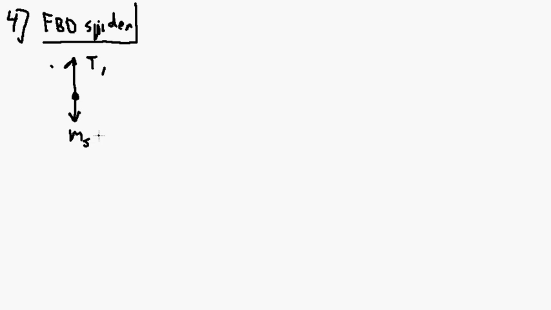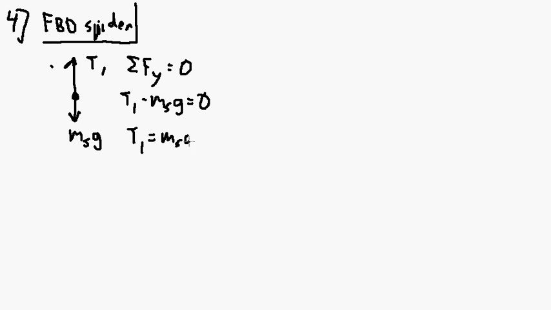And there's the spider's mass pulling downward. So this is pretty easy. Sum of forces in the y direction. The spider isn't moving, so the sum of forces is going to be 0. You've got T1 going up, you've got minus M_s times g going down. That equals 0, which means the tension in string 1 is just the mass of the spider times g.